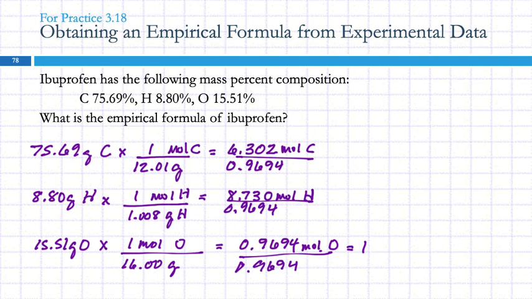So 8.730 divided by 0.9694 equals. Where did you get the 0.9694 again? I got that because it's the smallest number of moles. Oh, okay. Yeah. Thank you for asking.